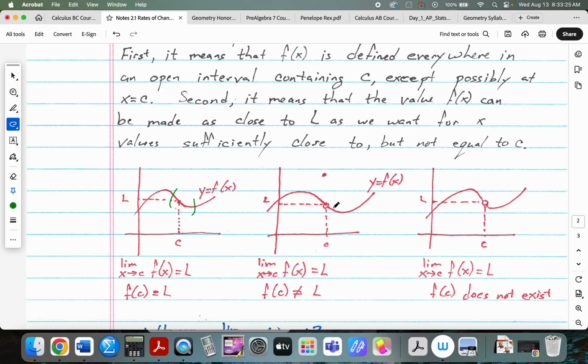Same thing is true here. If I take this interval, if I'm close to, but not equal to c, I'm really close to L. Notice, is the value of f of c L? No, it's this point up here. And on this one, if I look anywhere inside of that small interval, if my x value is close to c, my y value gets closer and closer to L, even though f of c does not exist.